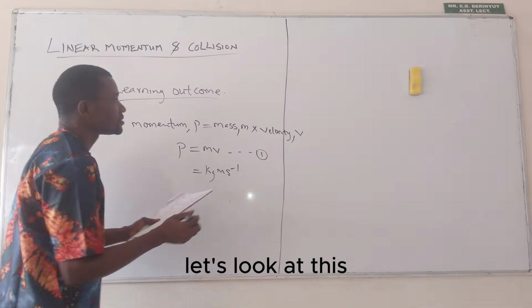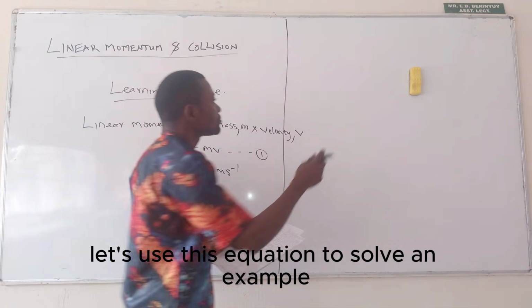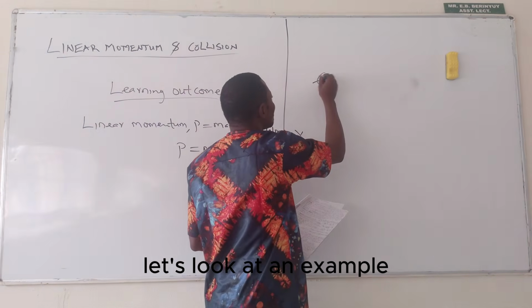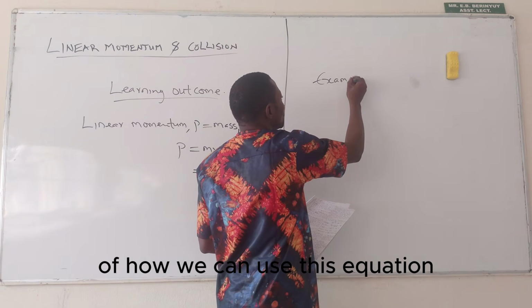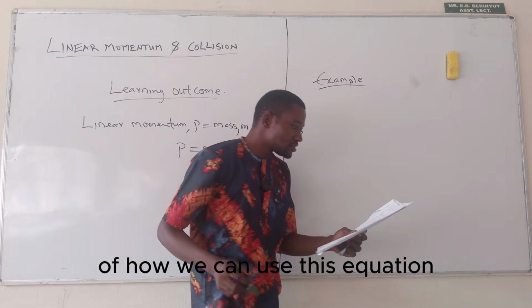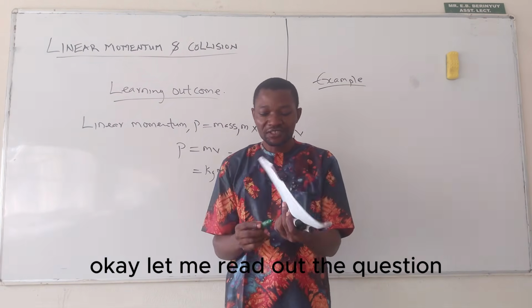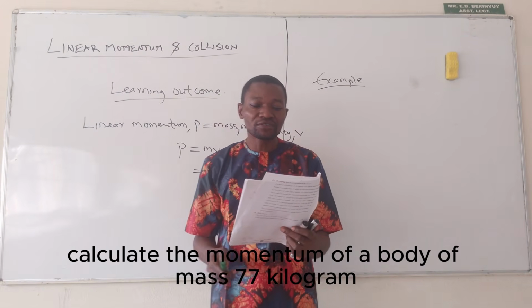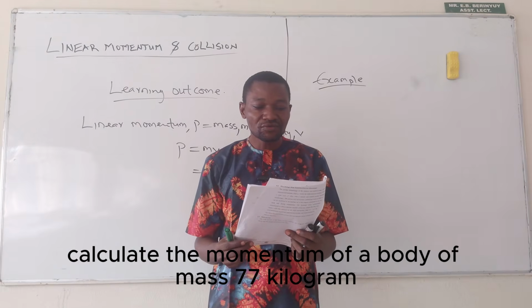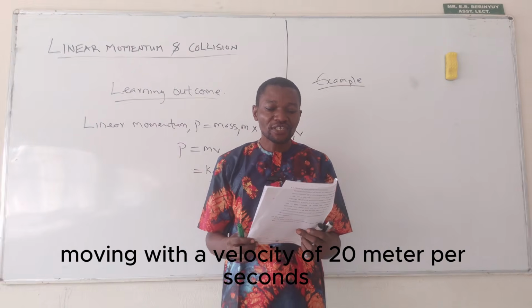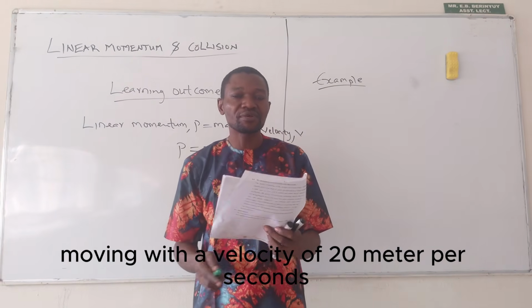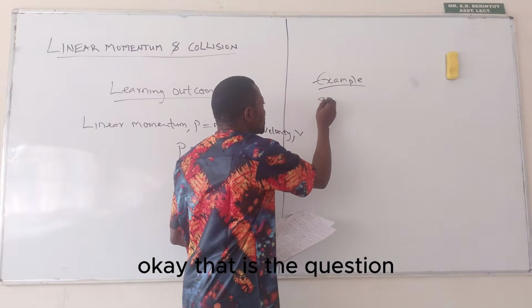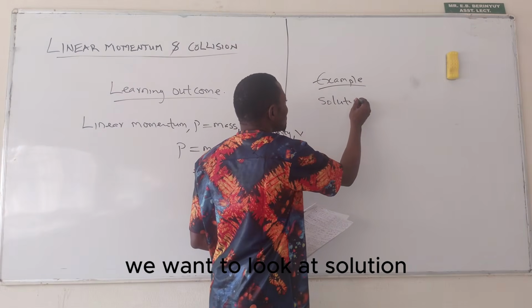Okay, let's use this equation to solve an example. Let me read out the question. Calculate the momentum of a body of mass 77 kilogram, moving with a velocity of 20 meters per second.